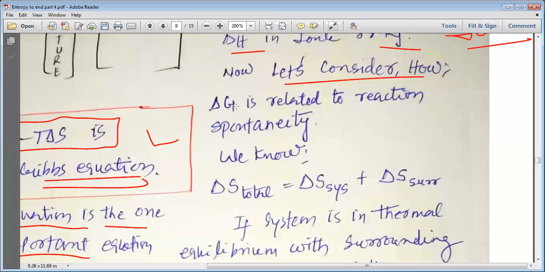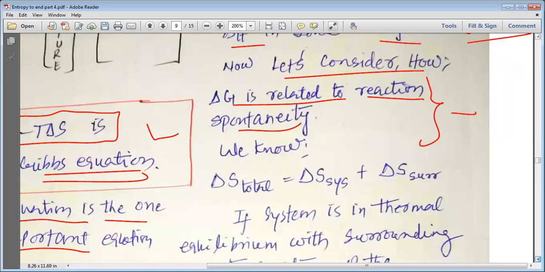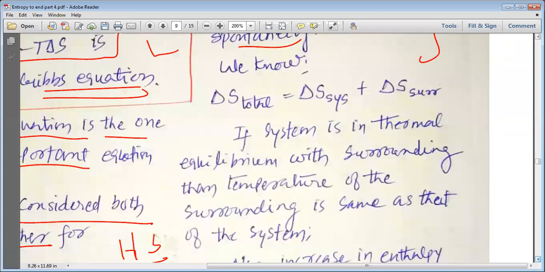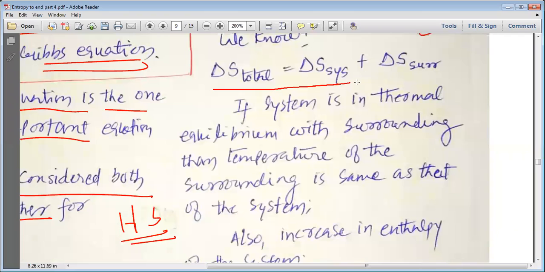Now let's consider how delta G is related to the reaction spontaneity. That means, how do we understand whether the given reaction is spontaneous or not by using this equation delta G is equal to delta H minus T delta S? Let us have a look at this.